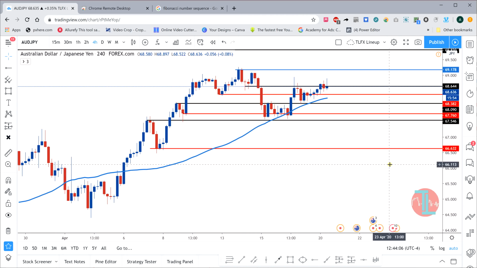Here's the Aussie Yen. Same type of price action. We got a bullish market. We're looking at breaks above certain levels to kind of give us a better idea. We're currently right now in a holding phase. I'm just looking for breakouts.